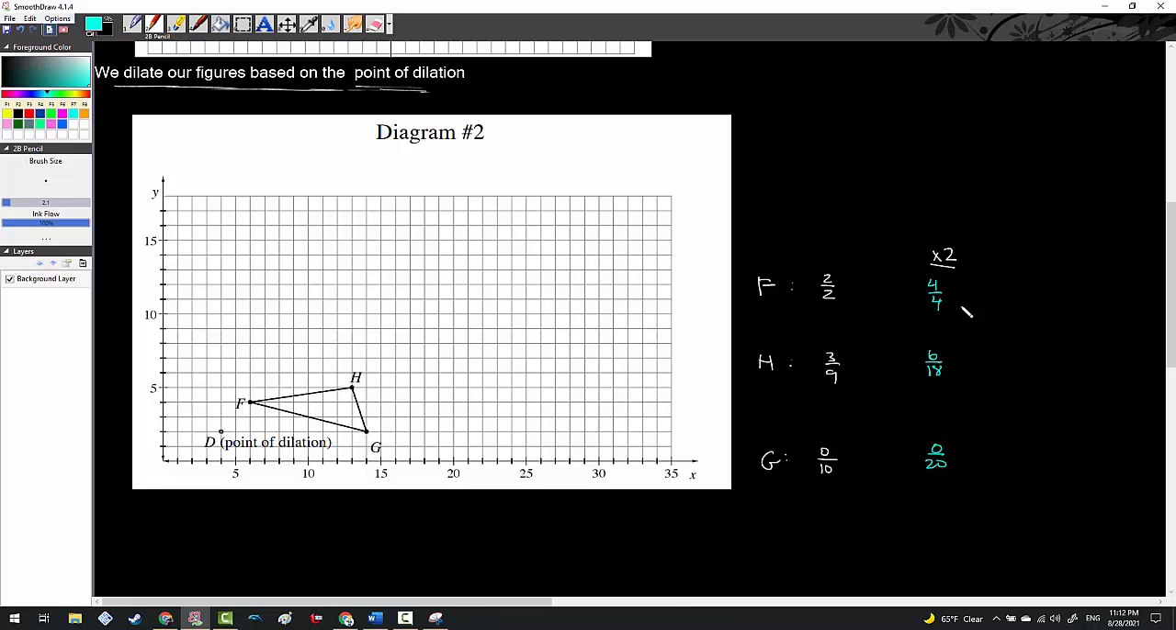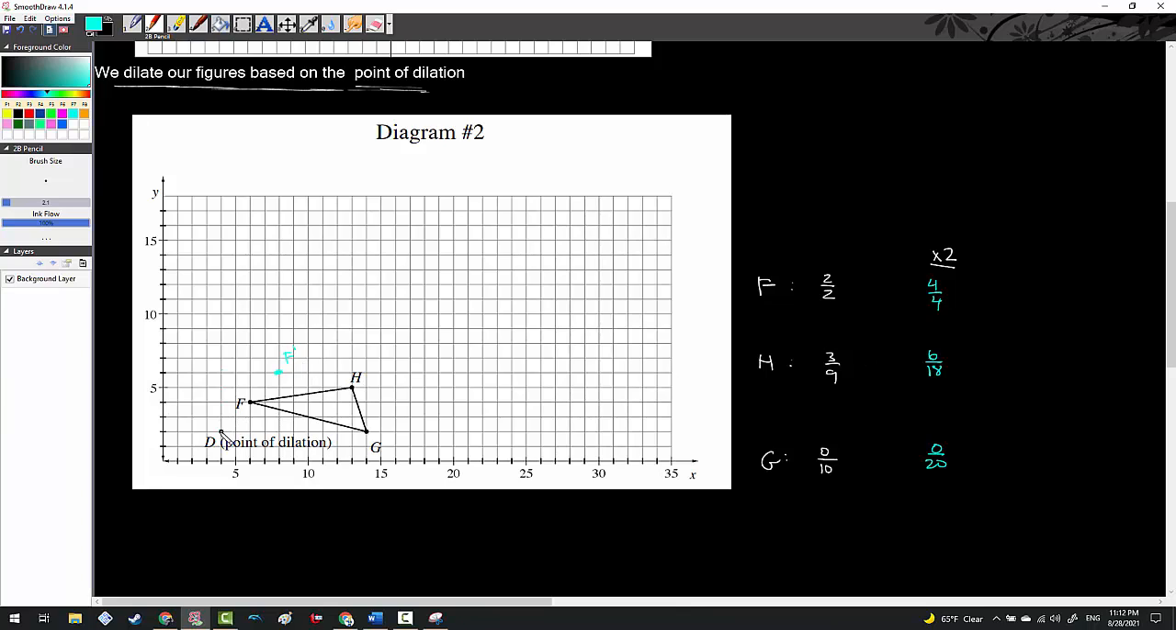So again, I would just use from the point of dilation and go up 4 to the right by 4, up 6 to the right by 18, and up 0, and then to the right by 20. So I'm going to go up 1, 2, 3, 4, to the right by 1, 2, 3, 4. And that's my F prime point right there.